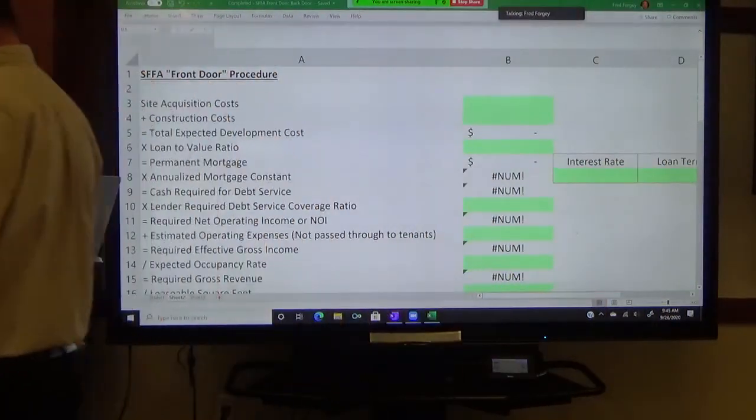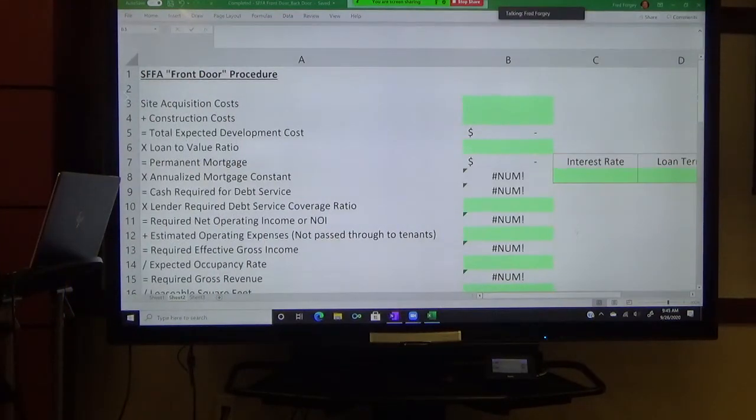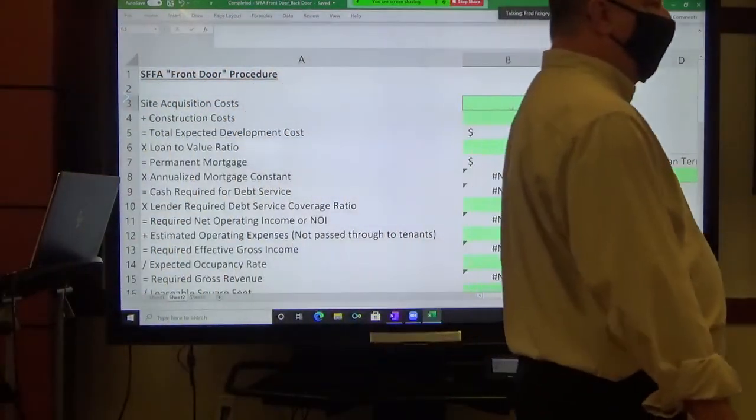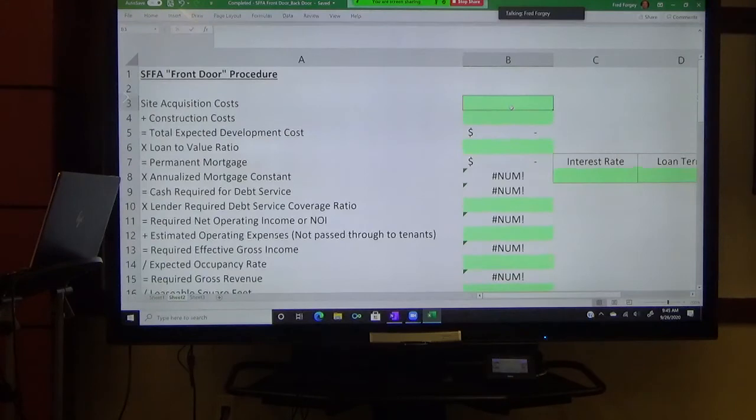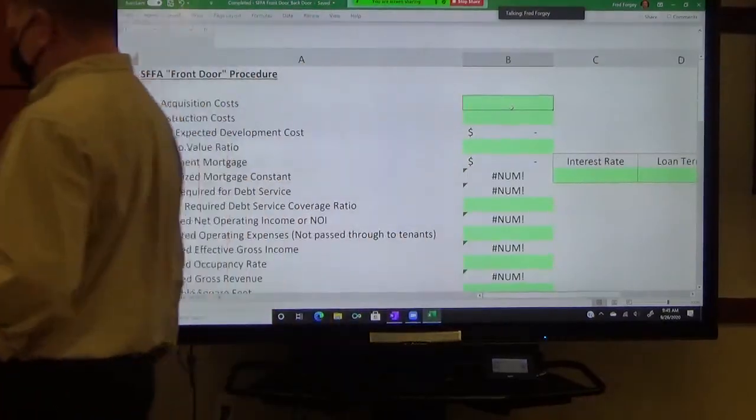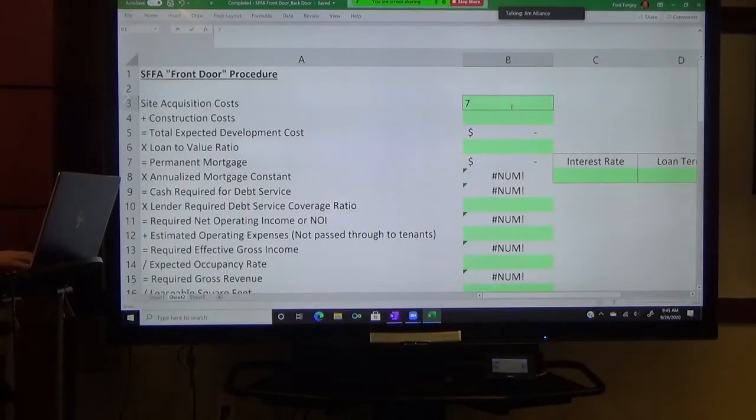On my version, up here on the screen, mine is the Excel version, where I don't have to do the calculations, but you do. So let's start off. Give me a dollar amount for land cost for the property that we want to acquire. 7.5 million? Yeah, that's fine. All right, 7.5 million is our site acquisition cost.